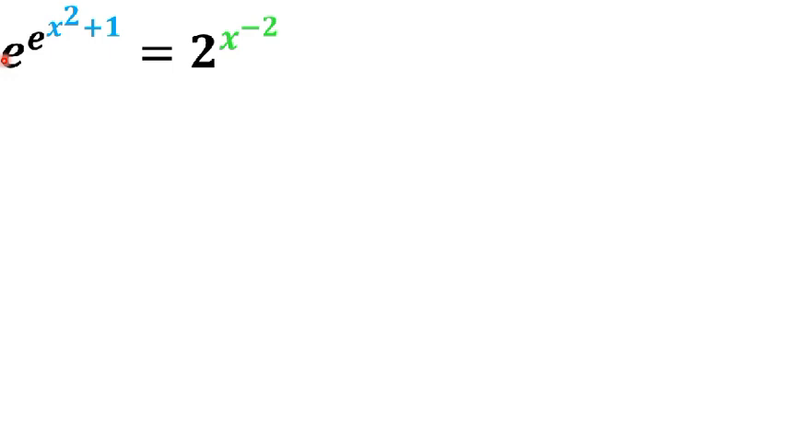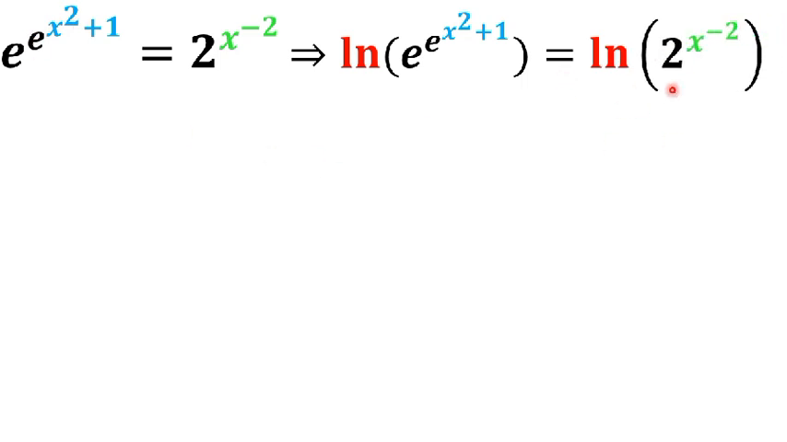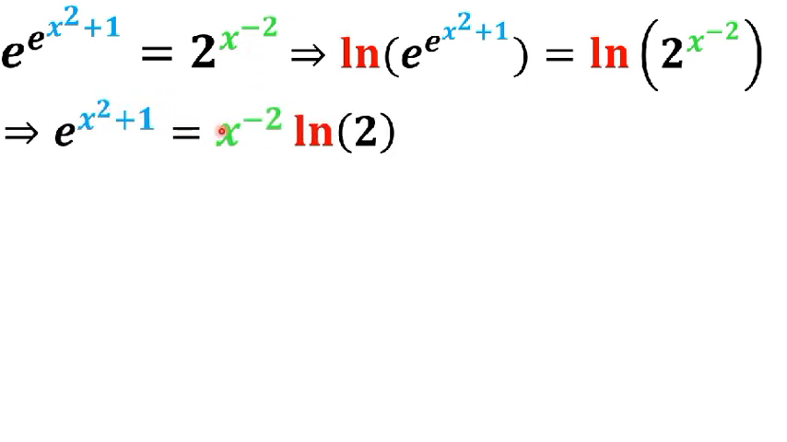Note that the only known function that has the ability to take away an e function is simply the natural log function. So if you take the natural log on both sides, we have the natural log of the left hand side equals the natural log of the right hand side. If we apply the property of the natural log function by carrying e raised to the power x squared plus 1 to the front, we are going to have just x squared plus 1, because the natural log of e is simply 1. Then x to the power negative 2 comes in front as well.